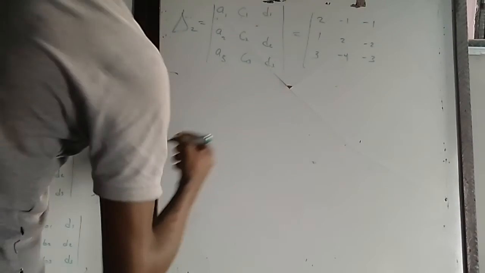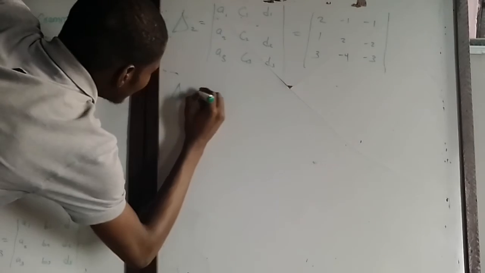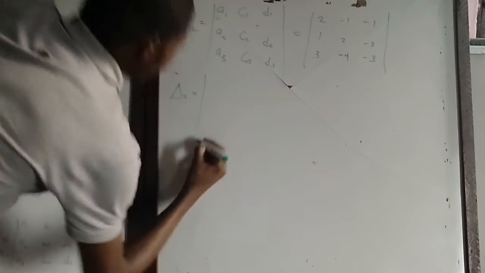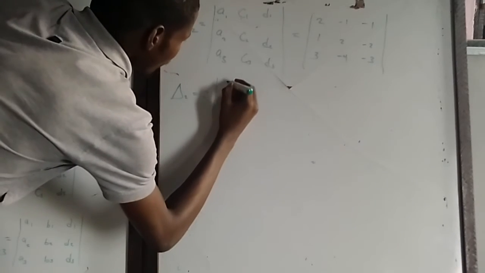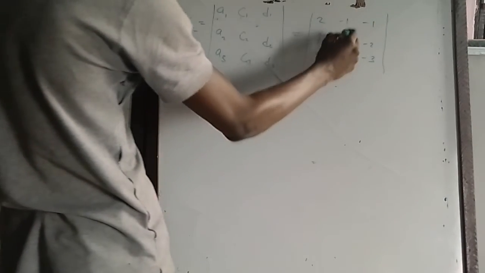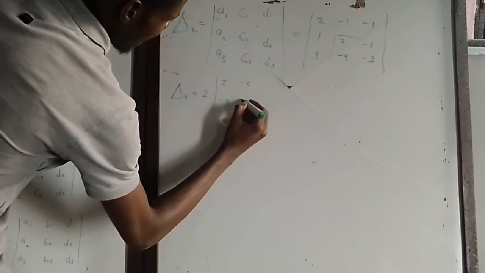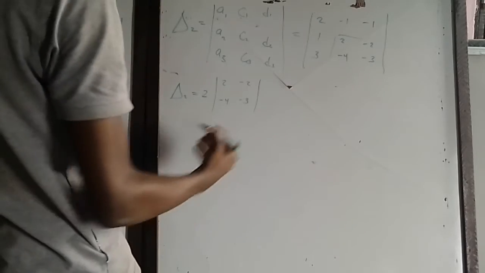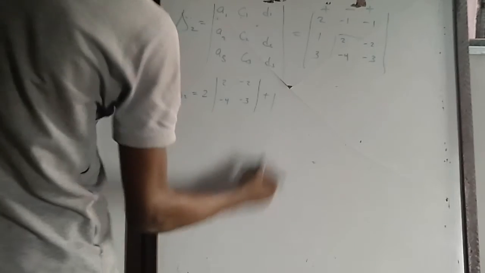So we are going to say our D2 is equal to 2, minus 1. Sorry, our D2 is going to what? You close this part and close this part. We are going to have this 2, minus 2, minus 4, minus 3, plus minus plus 1.